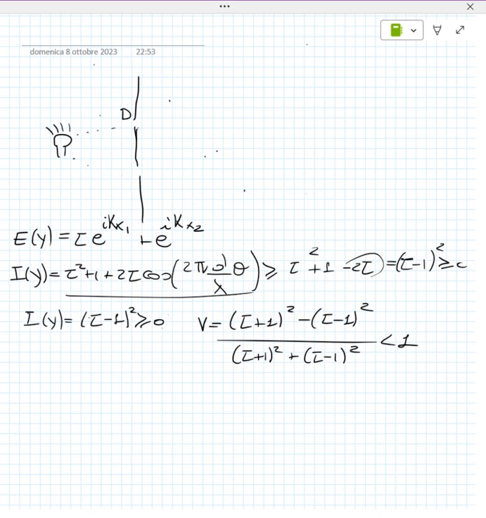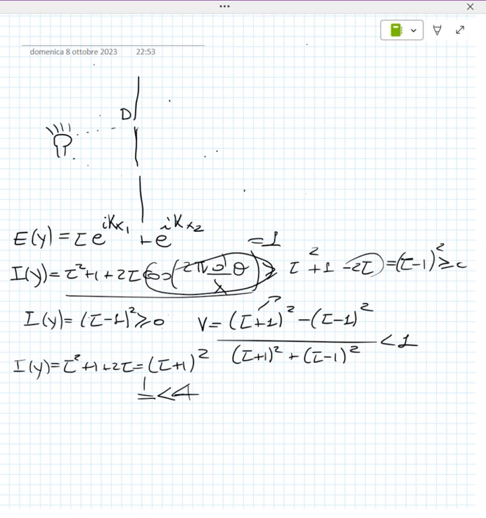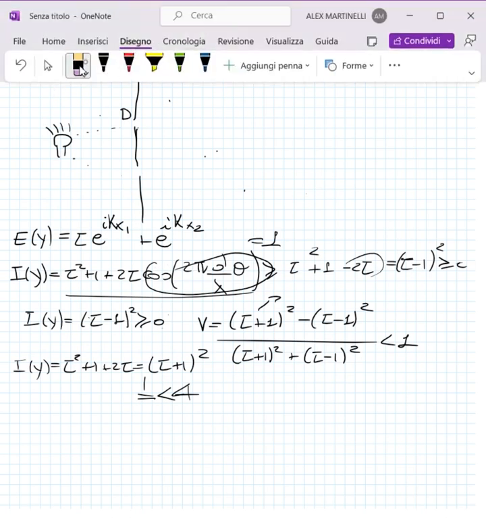Also, this one is the maximum intensity. Obviously the maximum intensity will be when this term is equal to 1, so Imax will be equal to tau, but this is less than 4. So the maximum intensity is less than the previous case, and the contrast is less. Now we can try another modification.